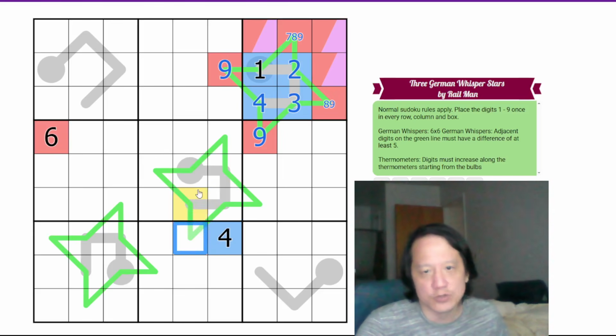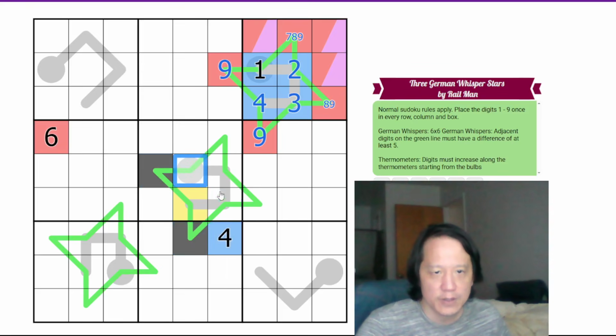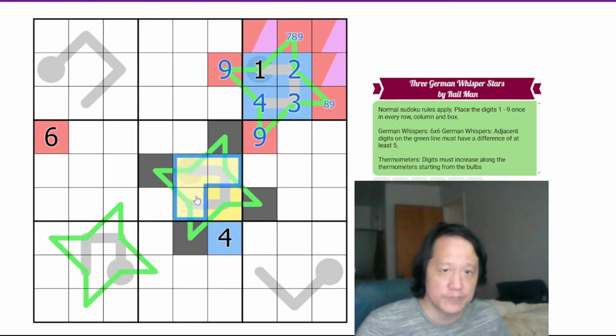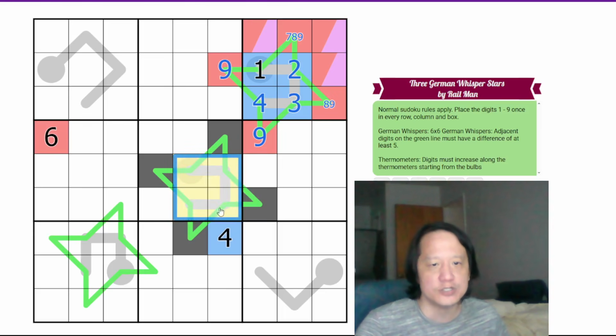So let's just show this. So we have yellow here. We'll make this dark. That makes this yellow here. These are dark, and this must be yellow. So these have to be all yellow digits here.